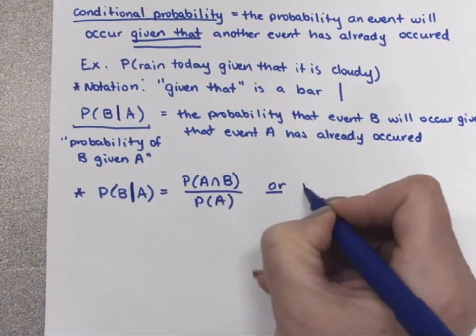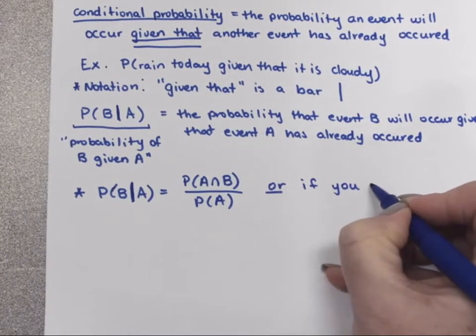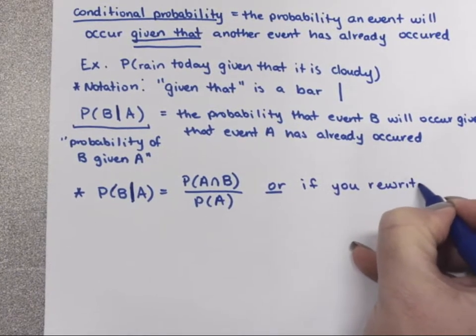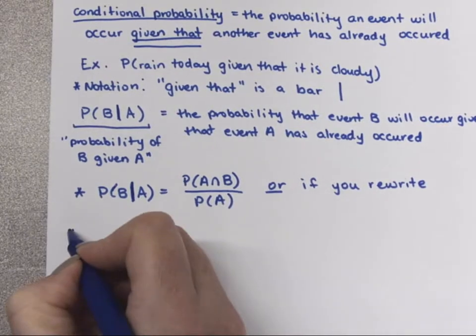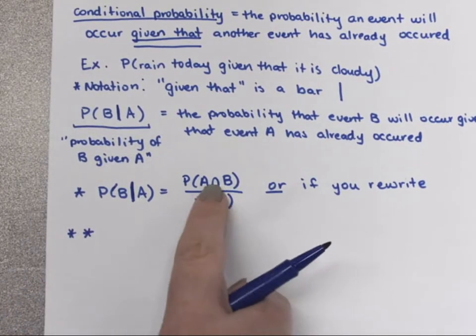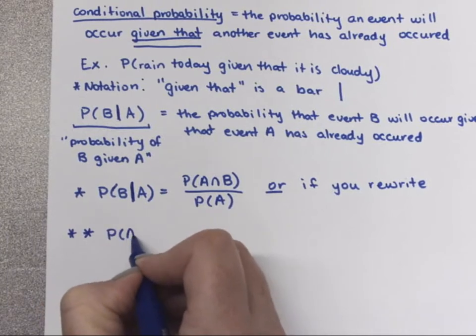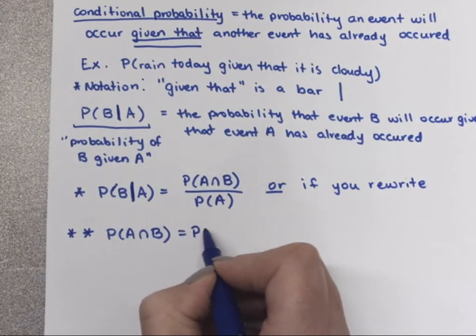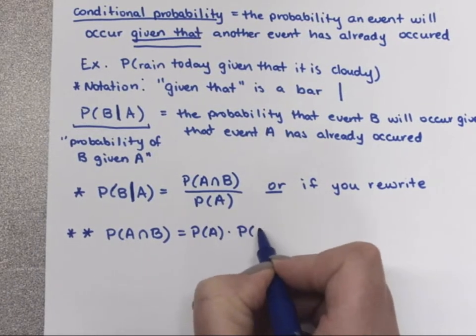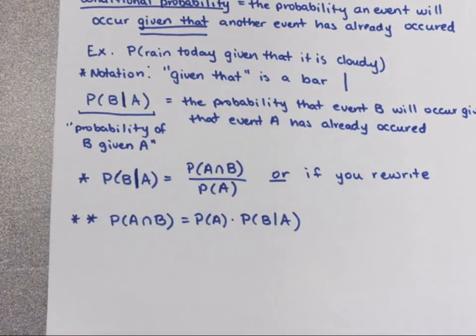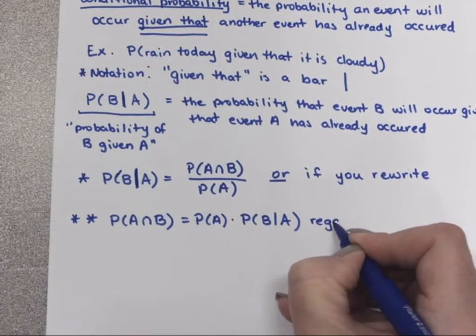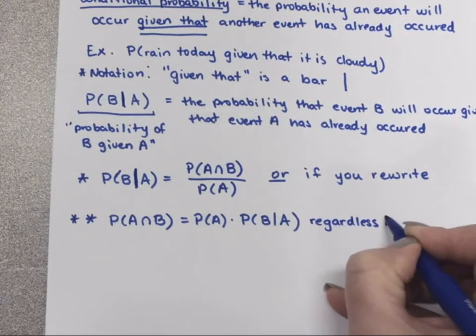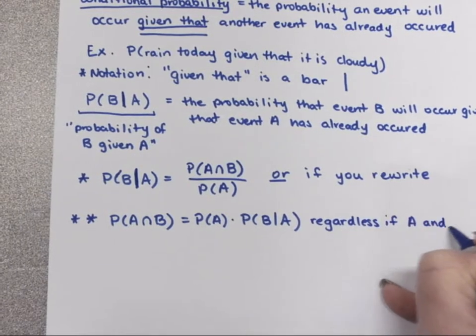So this is one form of the formula, but if you were to rewrite this, I'm going to put 2 stars by this. It's the same formula. We're just going to solve for the probability of A and B part. So the probability of A and B is going to be the probability of A times the probability of B given A. So the second formula with the 2 stars is just a reworking of the first formula. And this is true regardless of whether A and B are independent or not.